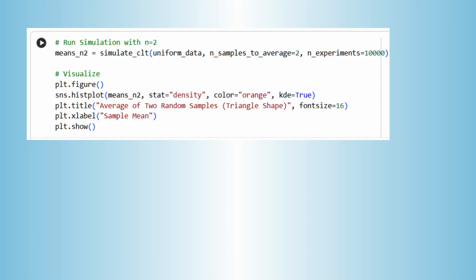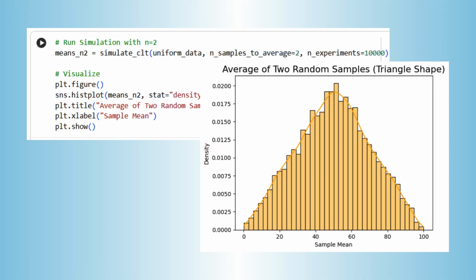As a next iteration, we will take 2 random samples and average them 10,000 times. When we plot this data, we can see the shape of the resulting plot changing. Instead of a rectangle, we can see it forming a triangle-like shape. This is the point where we realize the magic of the Central Limit Theorem.